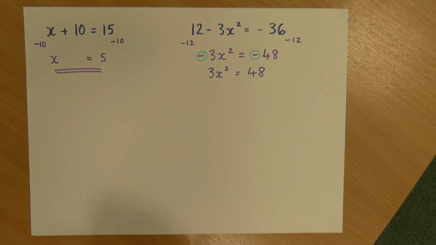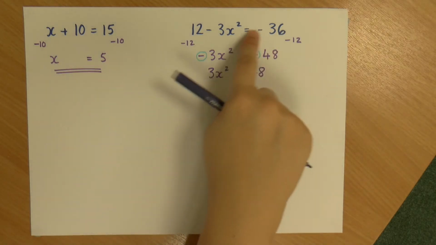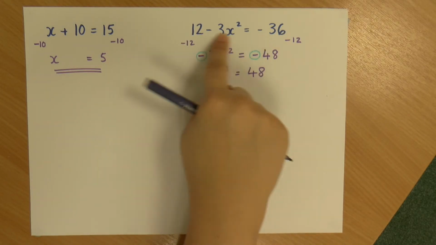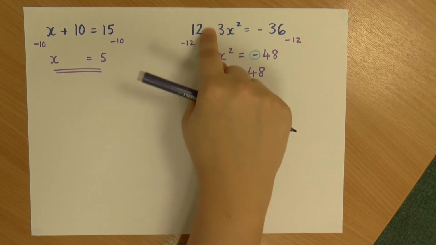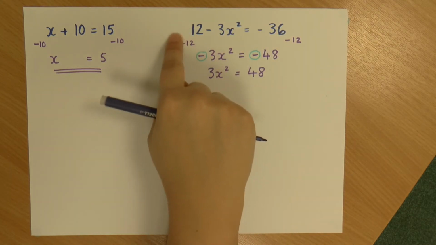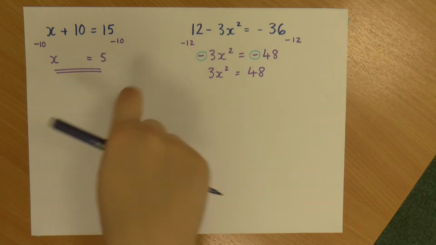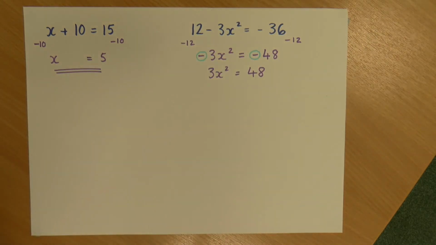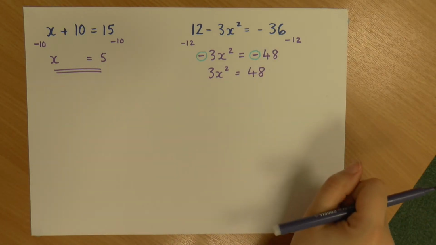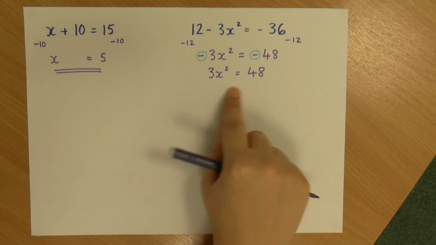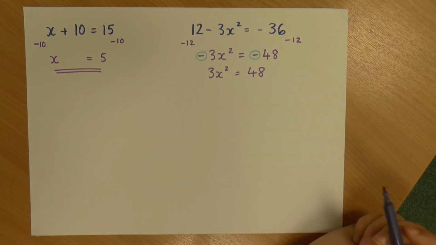Now if there are other terms, that won't work. So for example, in this first expression, before we start to do anything, yes, there's a minus sign there, yes, there's a minus sign there, but because there isn't over here, we can't do anything. So it's only when we've got minus signs in front of the two terms that we can do this cancelling out and getting rid of them all. Okay, so now we have 3x squared equals 48.